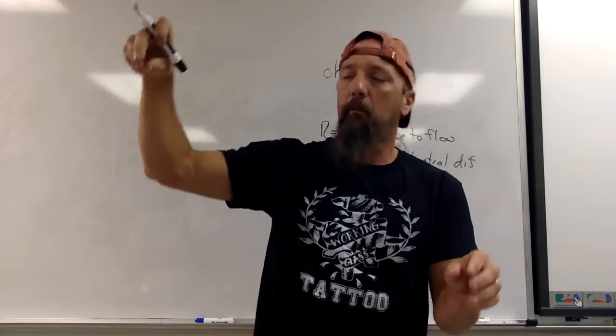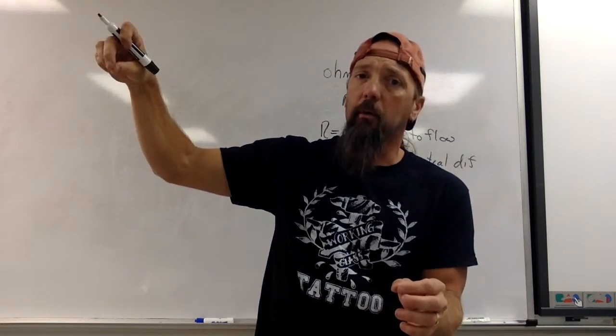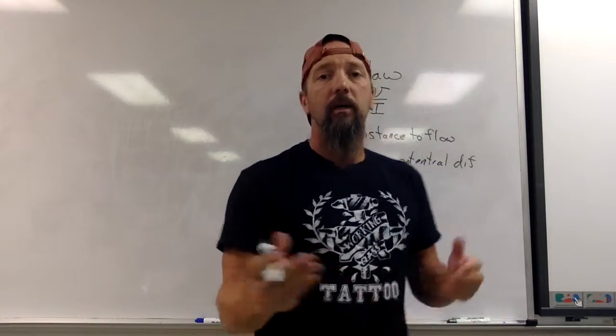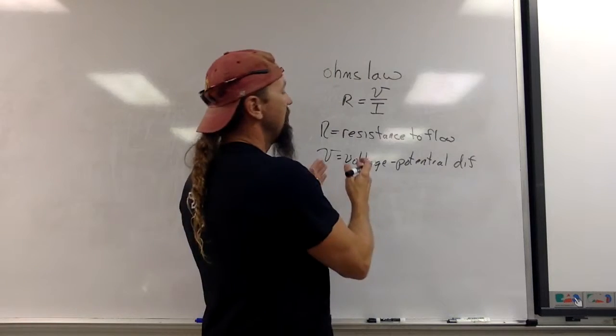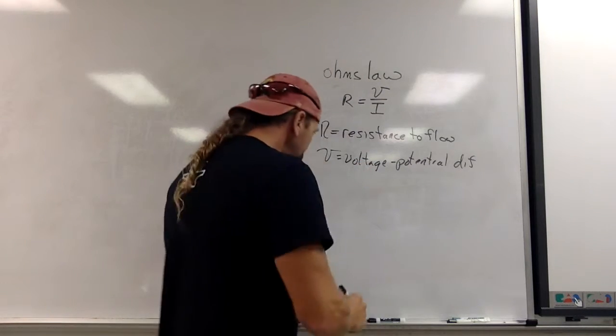It's like rolling a marble down a hill. Think of electrons as a marble. You let the marble go. As it goes down a ramp or it falls straight down, it loses energy. So the potential difference is the difference in potential energy between two points within a circuit.